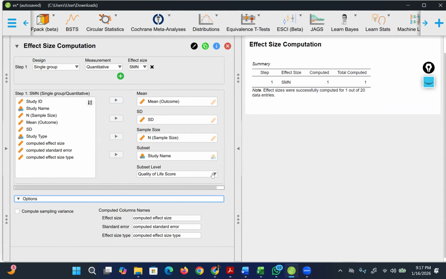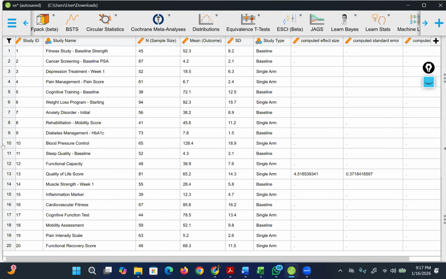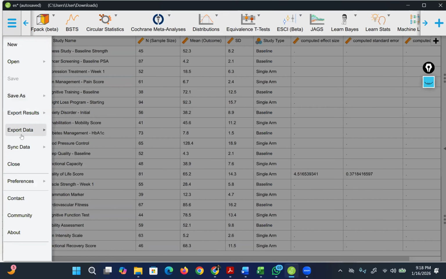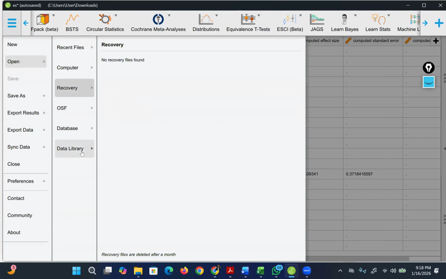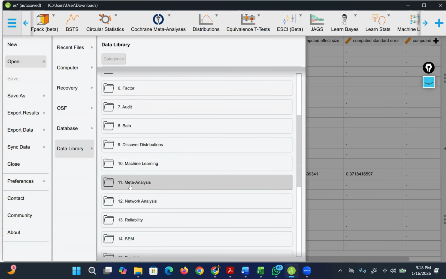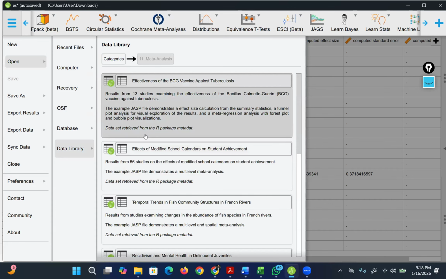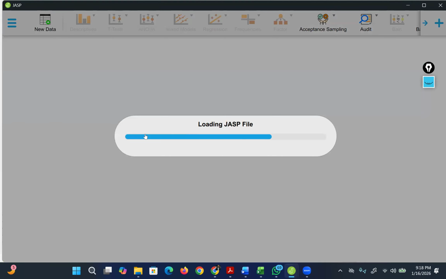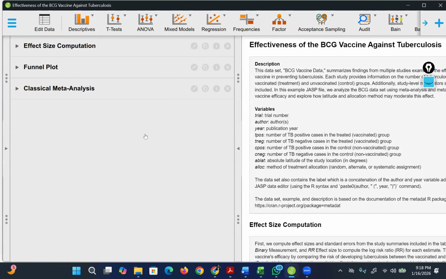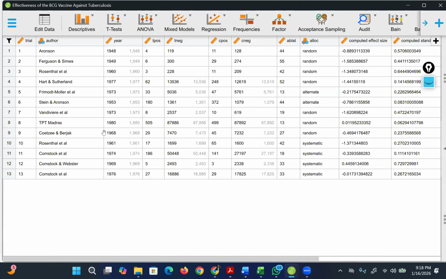The actual data set looks like this. I'll tell you how. Let's go to the open data set, sorry, the data library, go to the meta-analysis and take this one as an example. 13 studies on the BCG drug study. So now let us wait for the data set to come. So we have this data. You see, in this case, the authors, Anderson, Ferguson, all these are authors. They're talking about the BCG drug study, right?